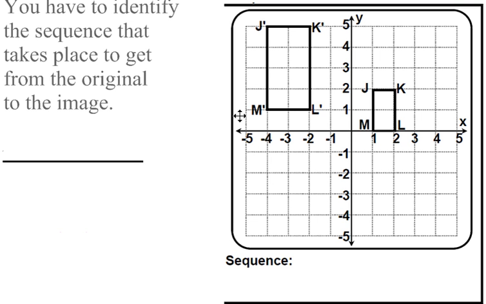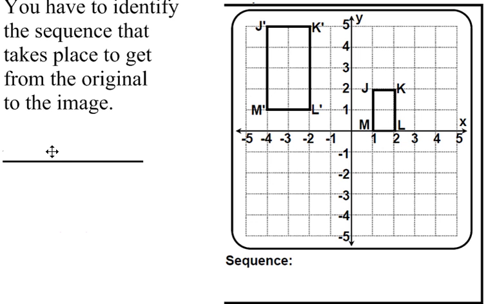Okay, so this is a sequence question where you have to identify the sequence that takes place to get from the original to the image. You know this is the original because it has no primes, and this is the image that has primes. What's missing here is that sequence is more than one transformation. So what's missing is the middle part, the step to get to J prime, K prime, L prime, and M prime. The best way to do this is to actually perform some transformations.